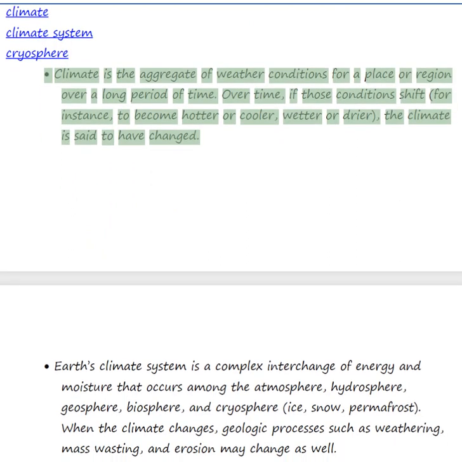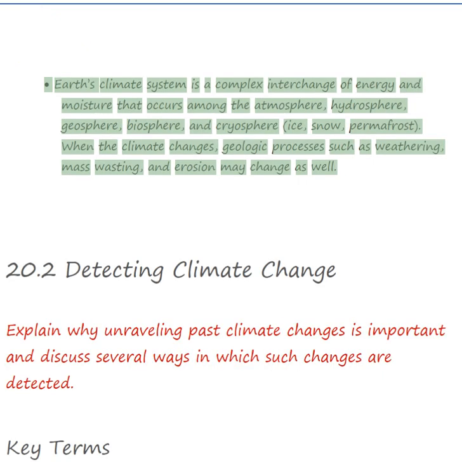Climate is the aggregate of weather conditions for a place or region over a long period of time. Over time, if those conditions shift, the climate is said to have changed. Earth's climate system is a complex interchange of energy and moisture that occurs among the atmosphere, hydrosphere, geosphere, biosphere, and cryosphere. When the climate changes, geologic processes such as weathering, mass wasting, and erosion may change as well.